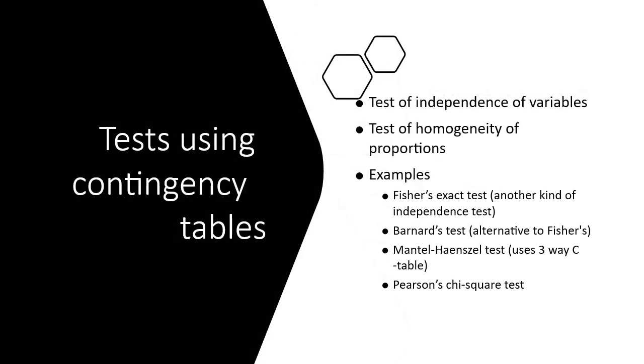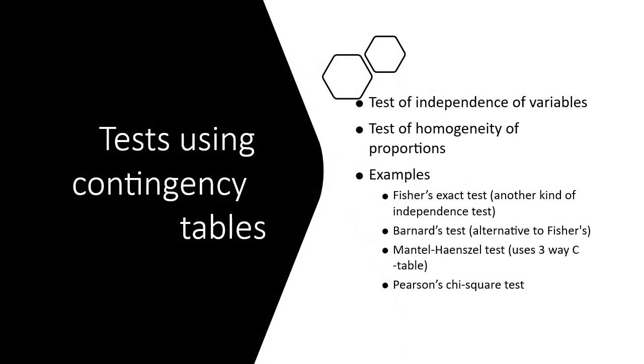There are certain statistical tests you can perform only after getting the contingency tables. Some of the tests are given on the screen. The chi-square test is something we will cover in the next video, and I will give some idea of Fisher's exact test, which is also a type of independence test. We have already done t-tests for independence, and Barnard's test is an alternative to Fisher's exact test. There are certain tests which use three-way contingency tables. With this background, let's go to RStudio.